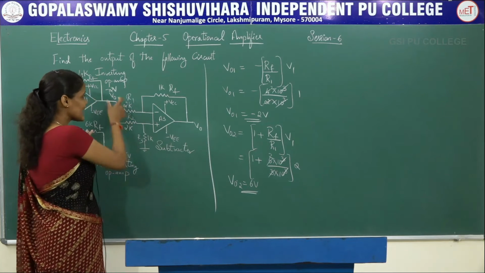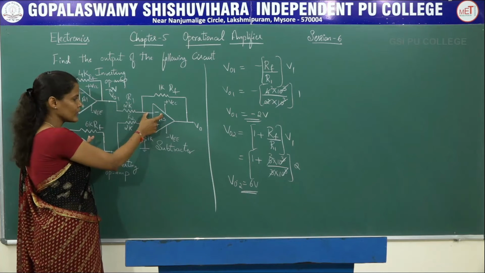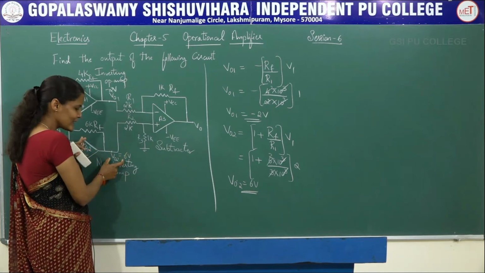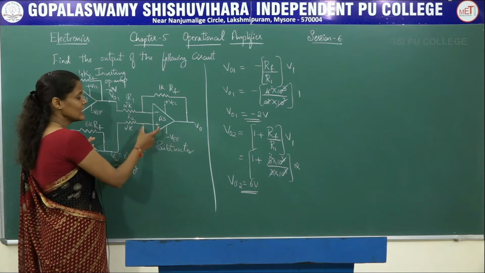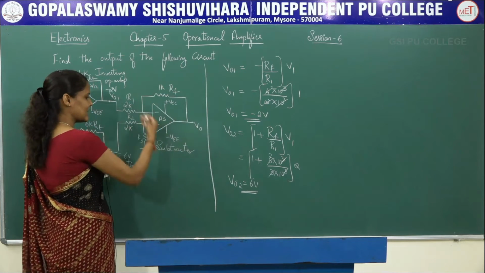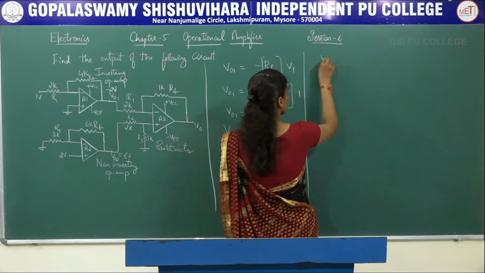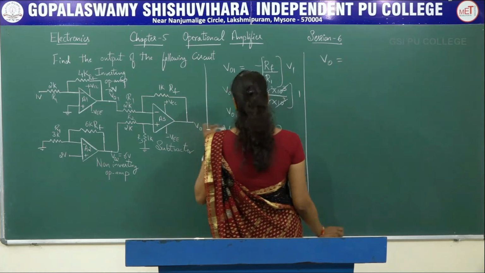Now this V01 is applied as input for the inverting terminal of the op amp 3 and V02 is applied as input for the non-inverting terminal of the op amp 3. This is a setup of a subtractor. So now we are going to calculate the final output voltage V0.